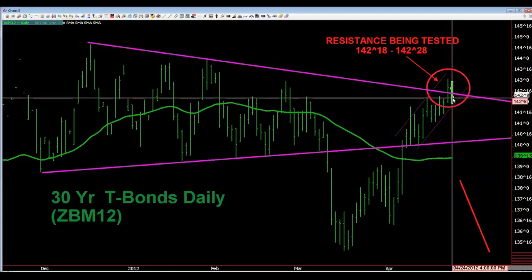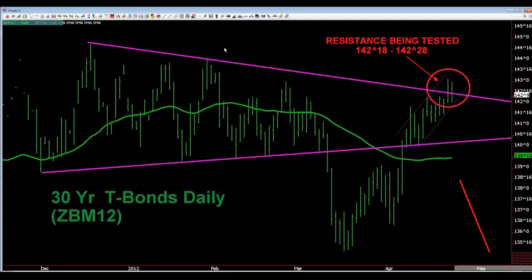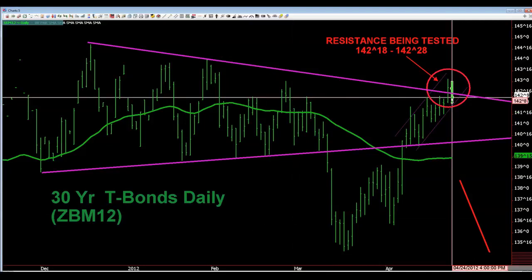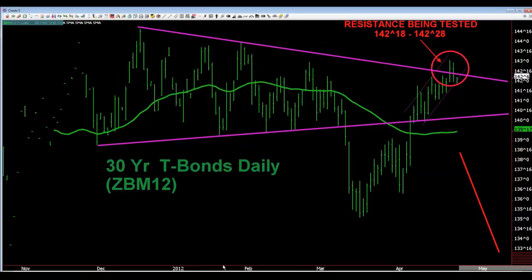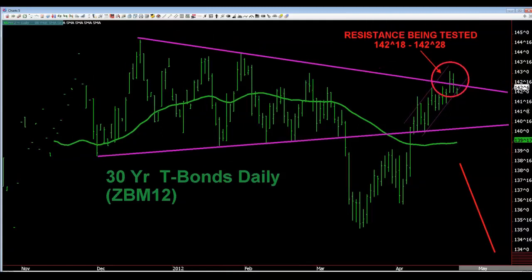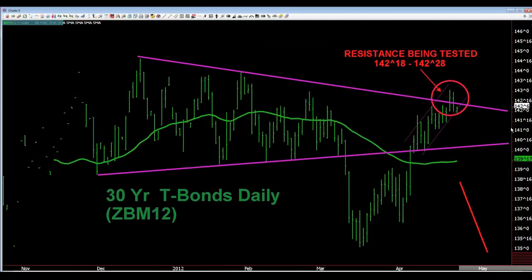So bonds are looking like they may want to come back down for Wednesday. And if that's the case, the E-mini S&P should take off. Traders, that is what I'm looking for. I believe that is what should happen. The bonds should back off. S&P should move higher for trading on Wednesday.